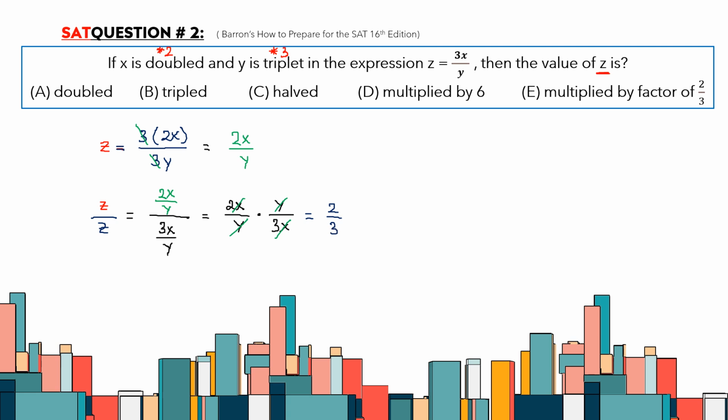In other words, the new z will be equal to 2 over 3 the original z.